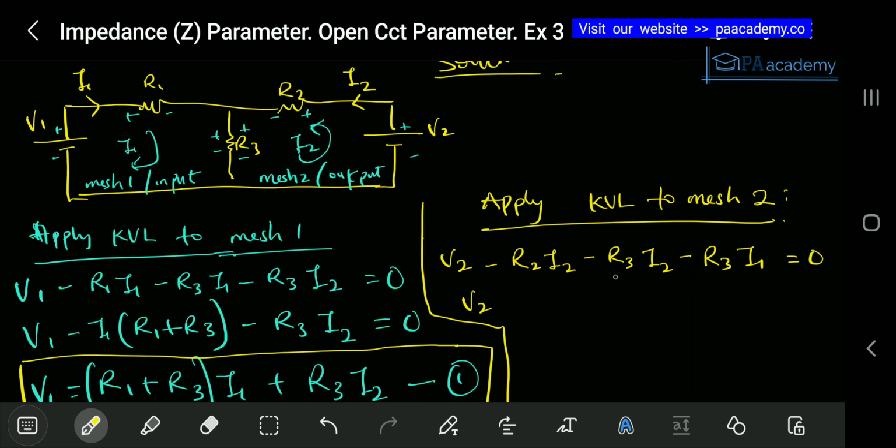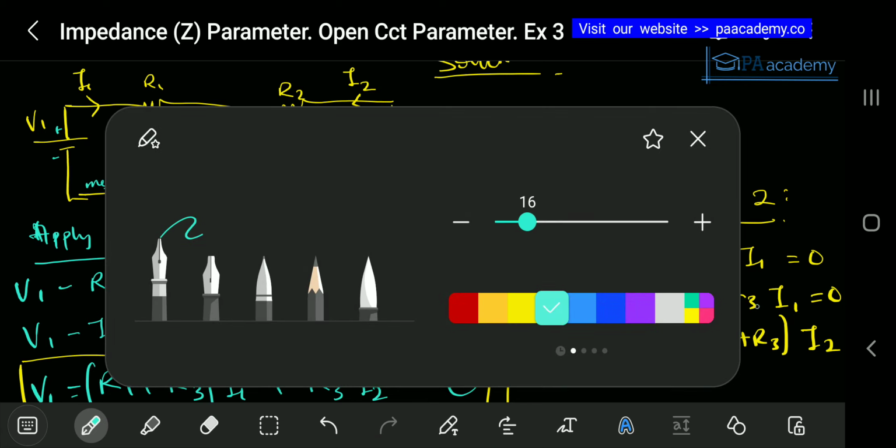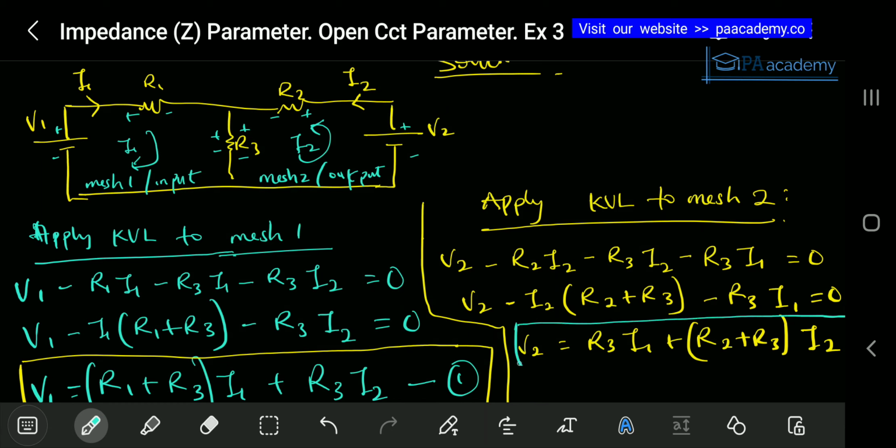Okay, so that means our V2 is also, if you look here, you see that I2 is common, so we can factor that out. That will be minus I2 into brackets R2 plus R3. Again, if you expand this, you're going to get this, so don't let that confuse you. So then minus R3 I1 equals to 0. So if I should move all of this to the other side of the equals to sign, so that V2 can stand alone, we'll be having our V2 equals to R3 I1. So I want it to come first because of the I1. Then plus R2 plus R3 in brackets, then I2. Okay, so now we already have the second equation, which will be our equation 2.